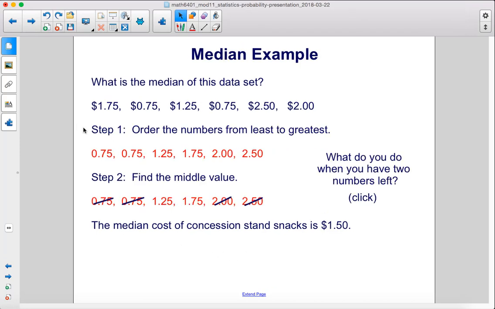What is the median of this data set? Step 1, order the numbers from least to greatest. All right, we did that. Now find the middle value. Well, there's no middle value because there's an even number, but we have these two values right in the middle, and then what we do is we can take a little mini mean, we average the two in the middle, and we get $1.50. So the median cost of concession stand snacks is $1.50.